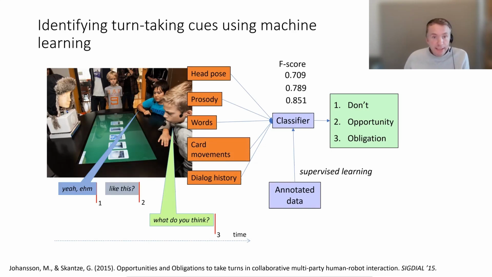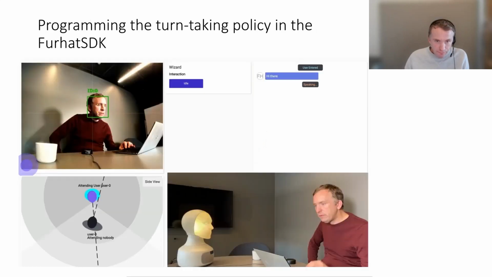And you might ask, is this now in the Furhat platform? And unfortunately, the answer is no. The reason for that is that this model is, of course, highly specific for this interaction that we see here, the card game. But on the other hand, you can actually now program your own turn-taking policy in the Furhat SDK. And just to show you an example of what happens when turn-taking doesn't work, I will play it here.